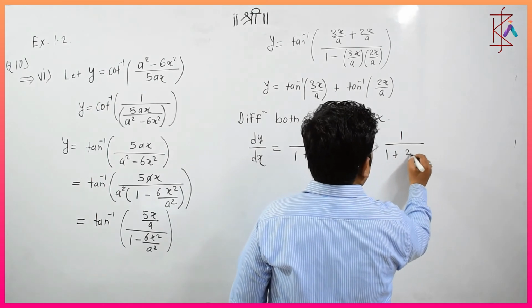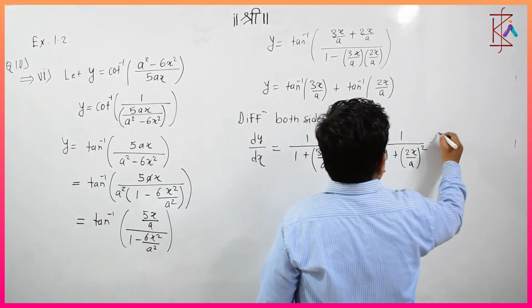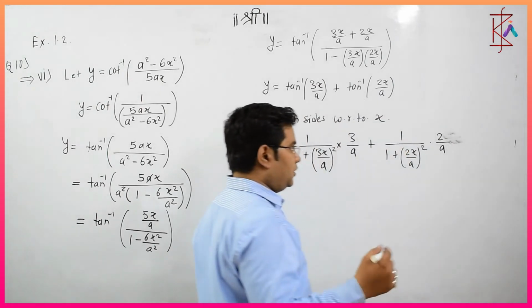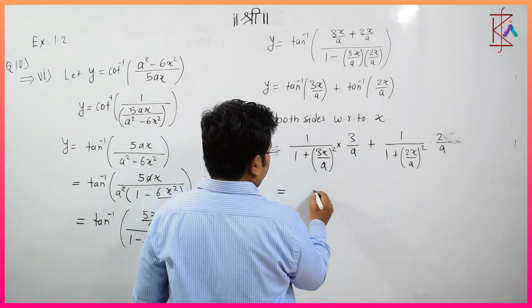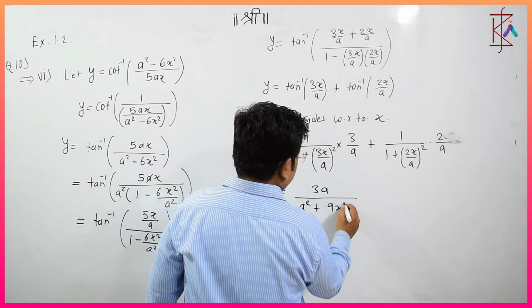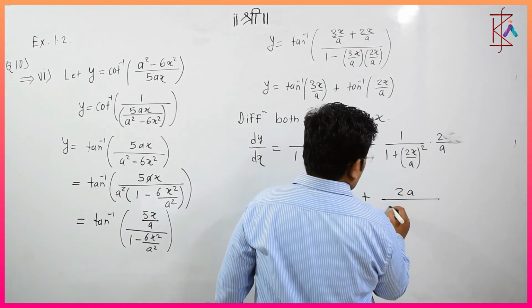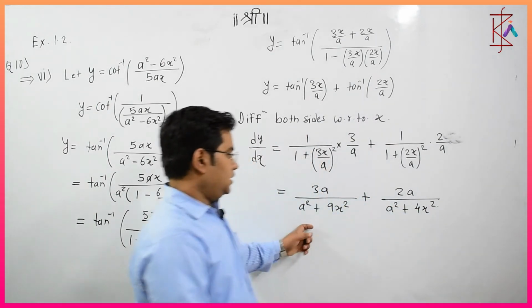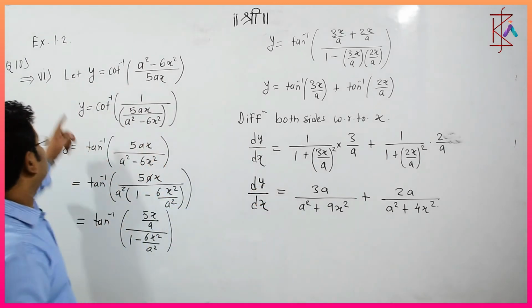Plus again 1 upon 1 plus (2x upon a) whole square, into the derivative of 2x upon a, which will be 2 upon a. So again simplify this equation, what will you get? 3a upon a square plus 9x square, plus again 2a upon a square plus 4x square. Then this is your final answer of the question.